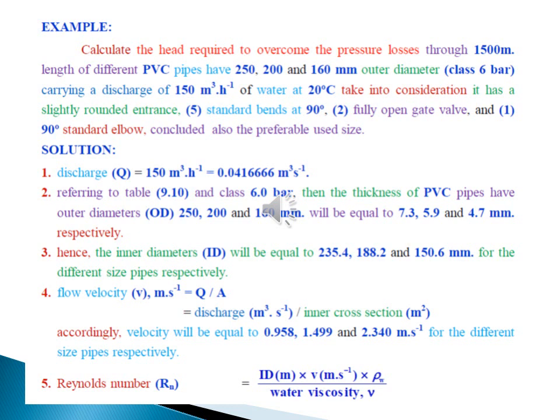You must calculate the discharge first in cubic meters per second. Referring to tables, you can find the thickness of the PVC pipes. Hence, detect the inner diameter. Calculate the flow velocity for each chosen pipe diameter, and calculate the Reynolds number according to the enclosed equation.